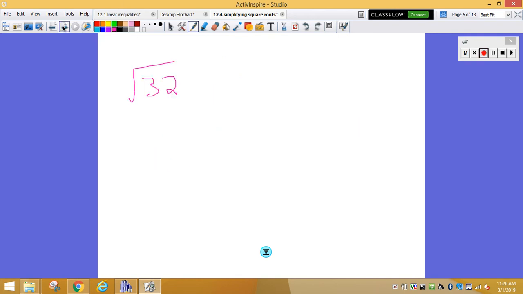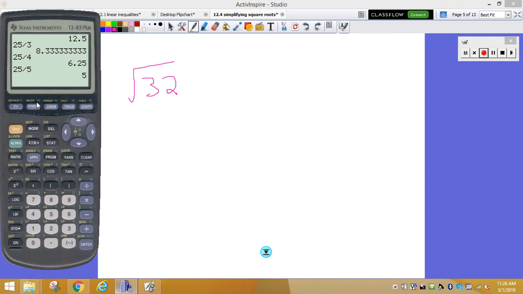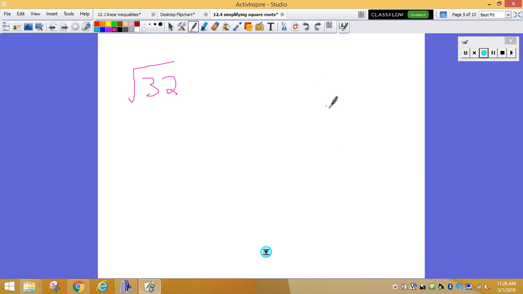Let's do another one. 32, let's see. Square root of 32 is not a nice number. So we got to do our little chart. So let's do 32.